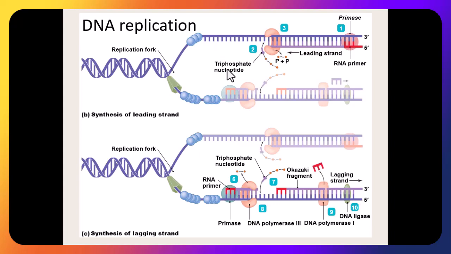So that's why this is called the leading strand, because that's no issues whatsoever. It doesn't have to go backwards. And then there's the lagging strand, because it takes a little bit longer because it has to keep doing it in little tiny chunks and going backwards. The little chunks that it makes as it goes backwards are called Okazaki fragments.